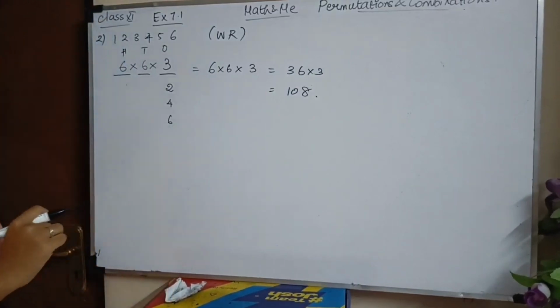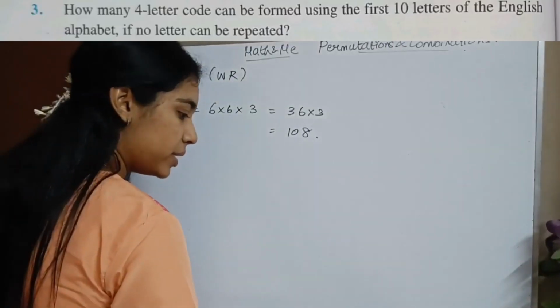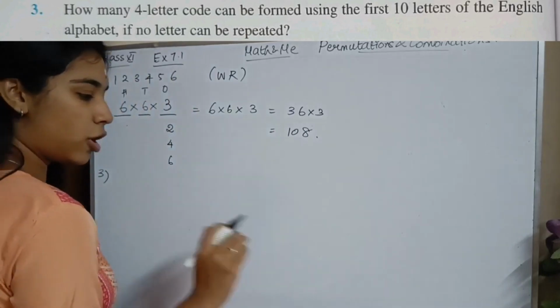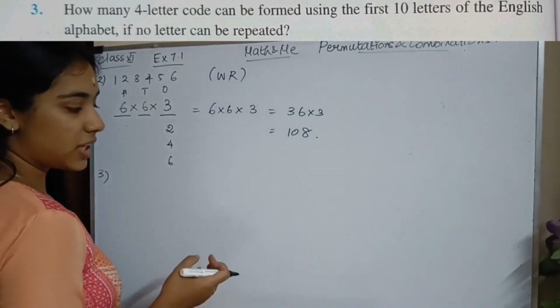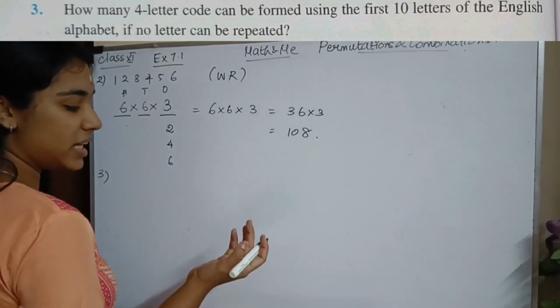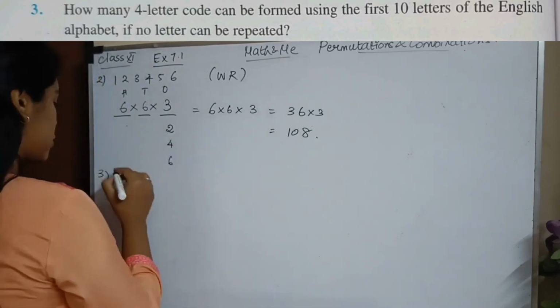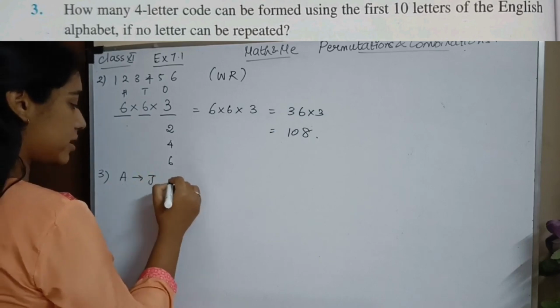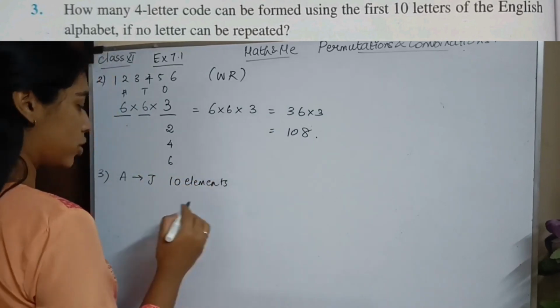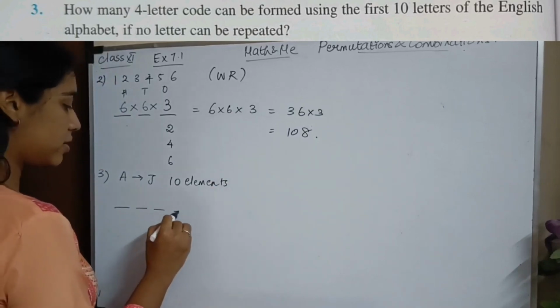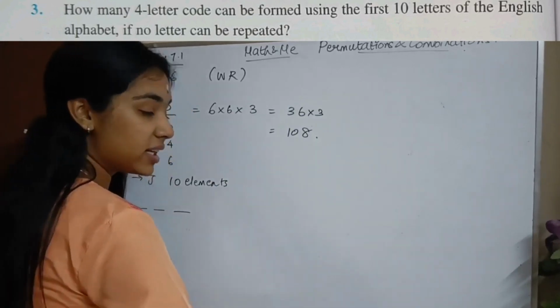Okay. Question number 3. How many 4-letter codes can be formed using the first 10 letters of the English alphabet? So the first 10 letters: A, B, C, D, E, F, G, H, I, J. So A to J, I have 10 elements. So I need a 4-letter code, that is 1, 2, 3, 4, where no letter can be repeated.